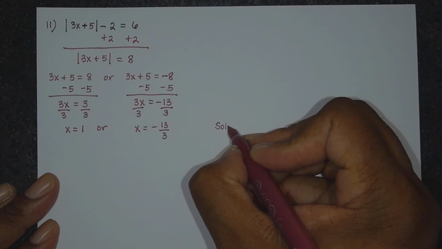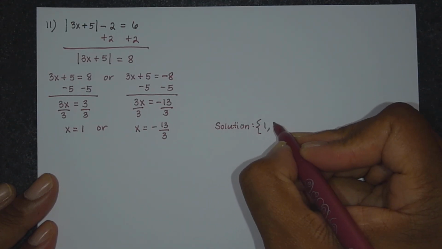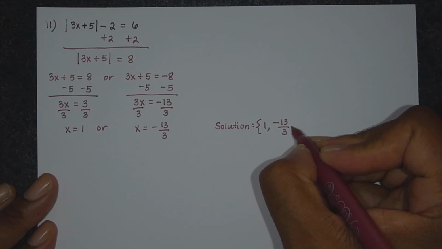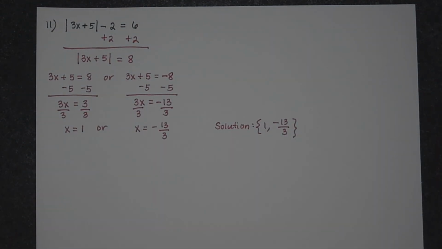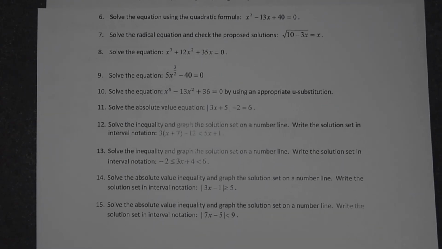So the solution for that absolute value equation, I have two of them. x is equal to 1 and x is equal to negative 13 thirds. All right. Are there any questions about problem number 11? Okay, problem number 12. Now here we have just an inequality, linear inequalities here.